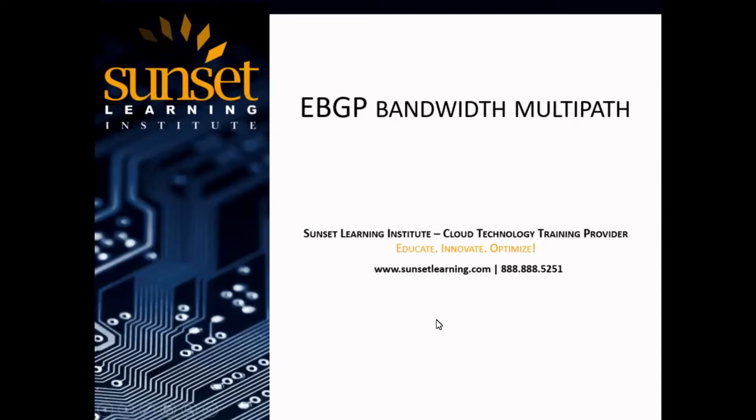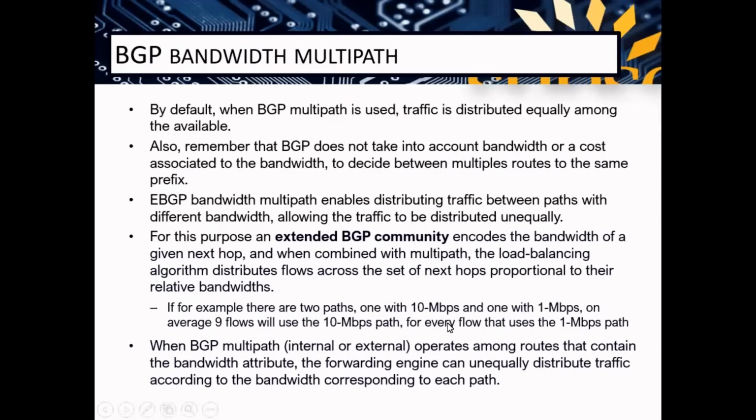All right, the last thing that I wanted to talk to you about is EBGP bandwidth multipath. And this is the idea. By default, when you enable BGP multipath, as we just saw, traffic is distributed equally among all the available next hops. Remember that BGP does not take into account bandwidth or cost associated with the bandwidth, like OSPF or ISIS do. It uses local preference, MED, whether the route is EBGP versus IBGP. Those are the things that BGP takes a look at or compares.